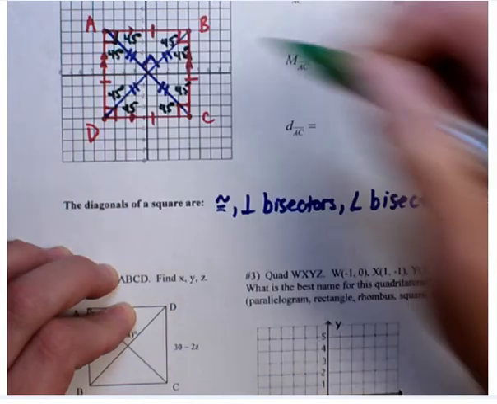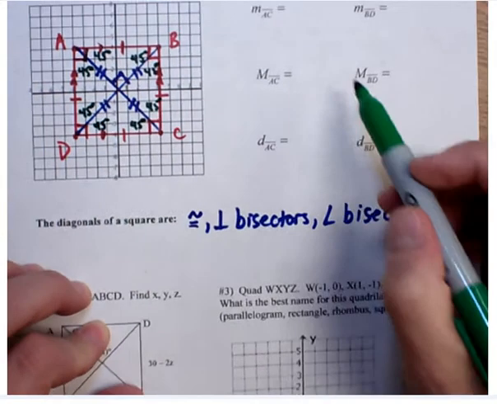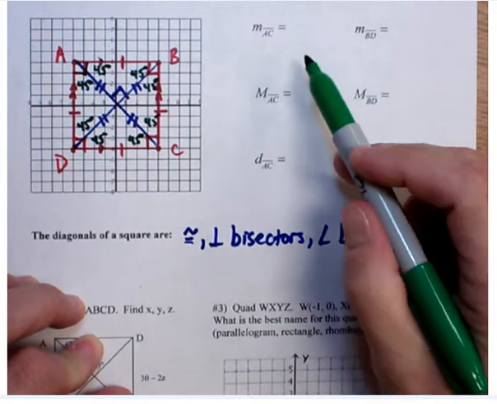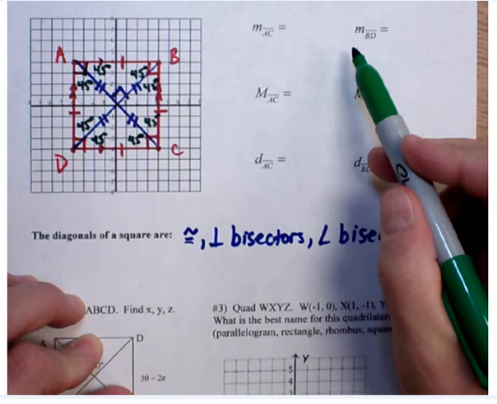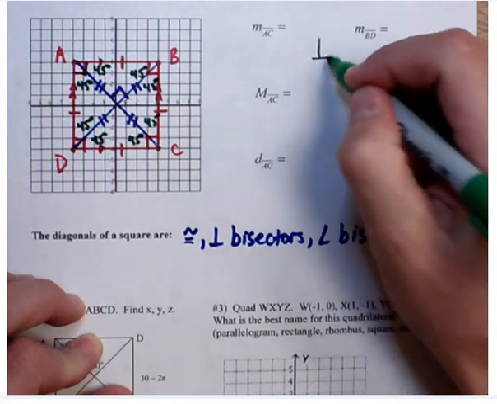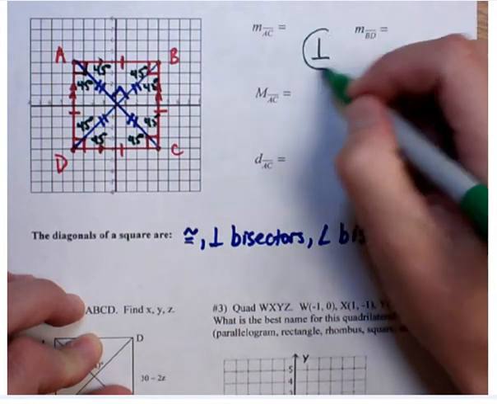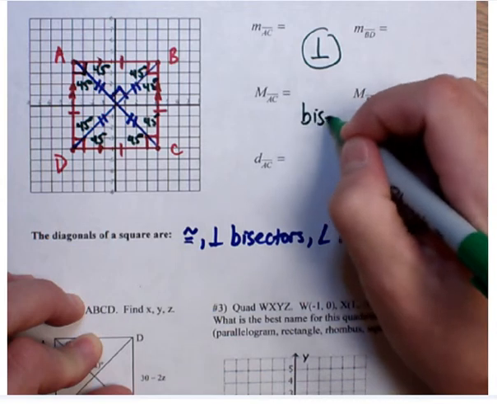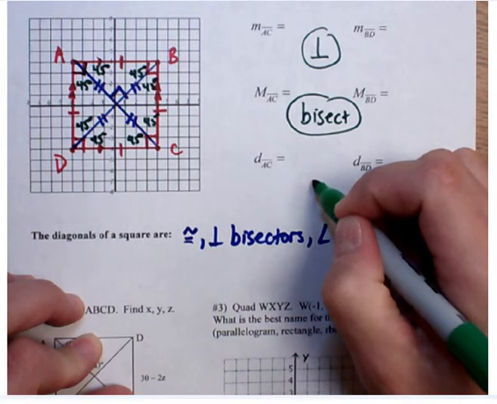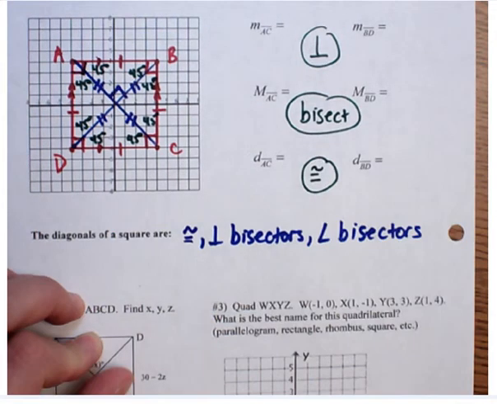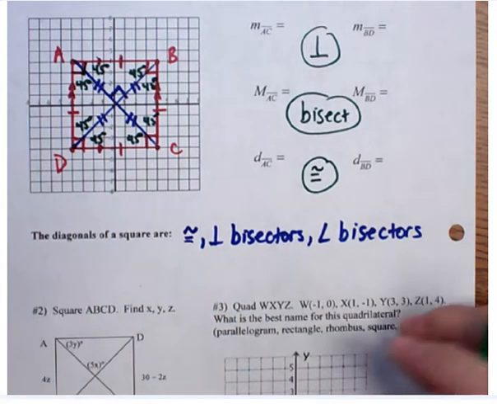Now, we're not going to go through all the formulas like we did with the rhombus, but you would find that the slopes of the diagonals are opposite reciprocals. That means they're perpendicular. That's where you get perpendicular. The midpoints are equal. That's how you get the bisecting. And then the diagonals are equal. That's how you get congruent. Okay, so if you want to check that, that's what you're going to find.